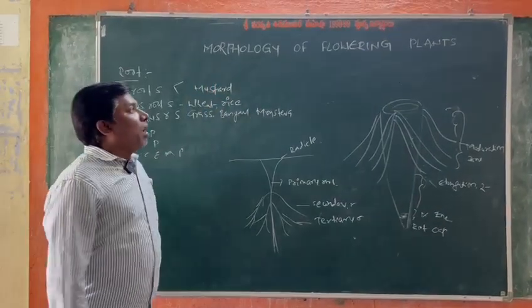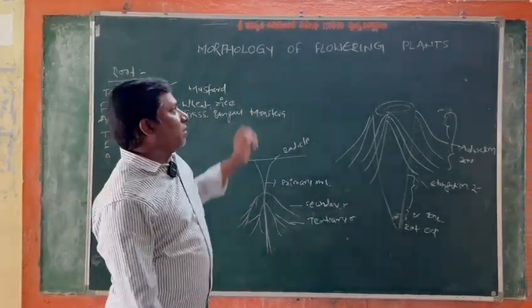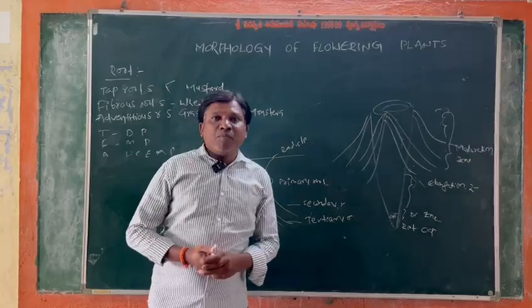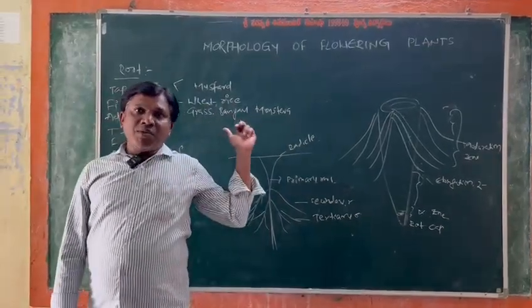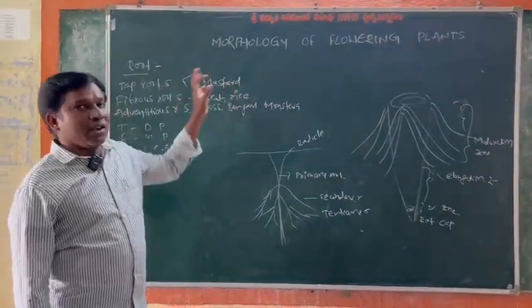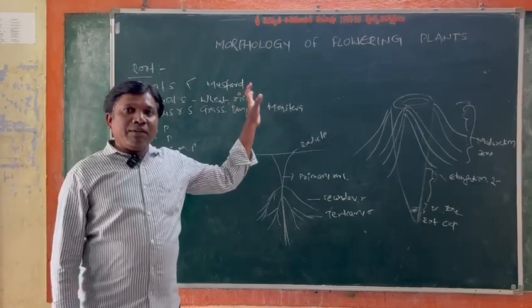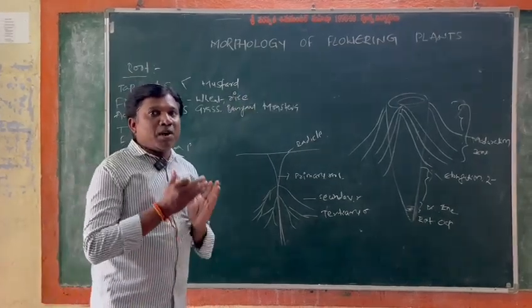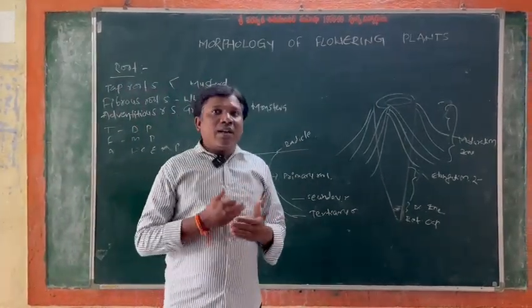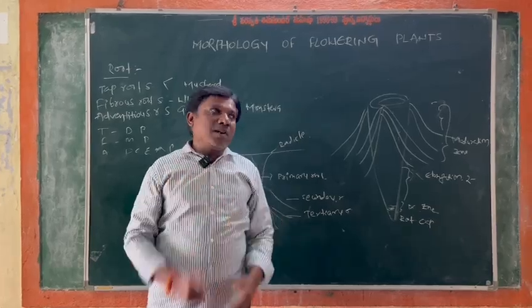Topic name is morphology of flowering plants. So what is meant by morphology? The study of forms and features of plant organs like root, stem, leaf is called morphology. Morphology means the external characters of plant organs.